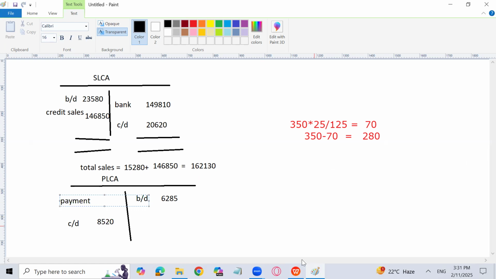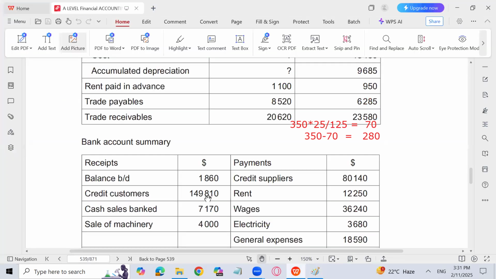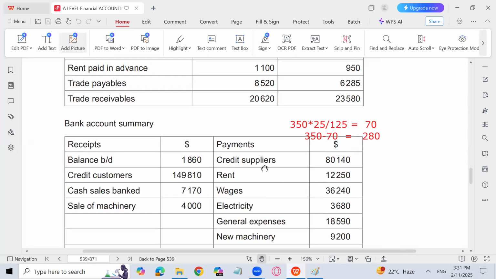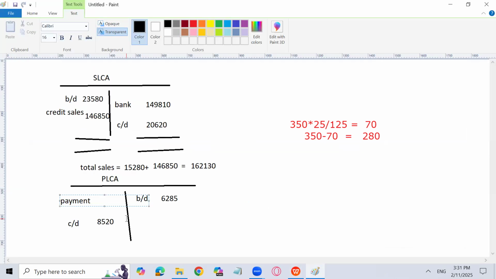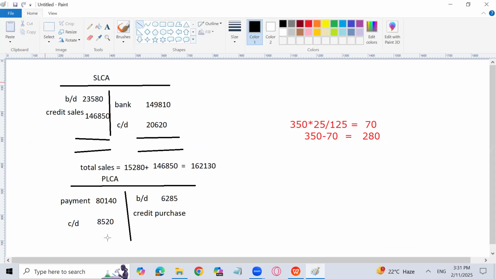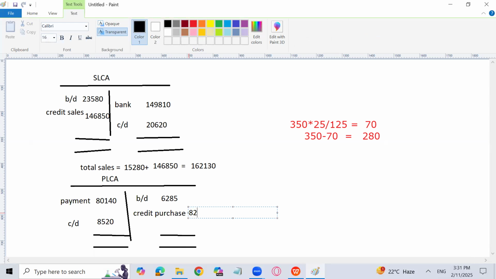Here comes the payment to trade payables. Let's see how much payment you have made to the credit suppliers, the trade payables. 80140. So I will write here 80140. And then purchase return will also come on the debit side. Discount received will also come on the debit side, but it is not given in the question. So we will go for the total of the debit side, subtract the credit side, and we will get the amount of credit purchases. 82375. Okay, we are done with this.